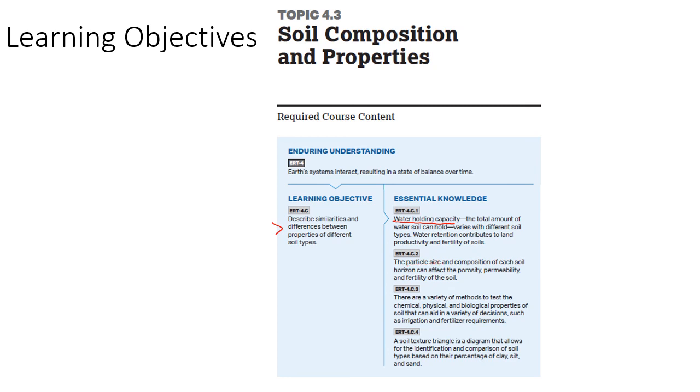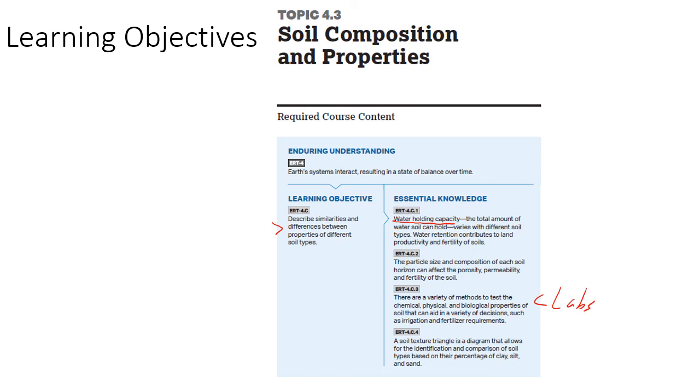All right, we talked a lot about the different particle sizes and the composition of each soil horizon, and those affect the porosity, the permeability, and the fertility of that soil. There's a variety of methods to test the chemical, physical, and biological properties of soil that can aid in a variety of decisions, such as irrigation and fertilization practices. This will mostly be covered in a couple labs in class. So we'll go back to that.